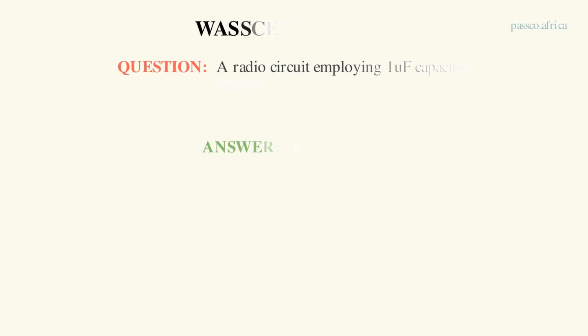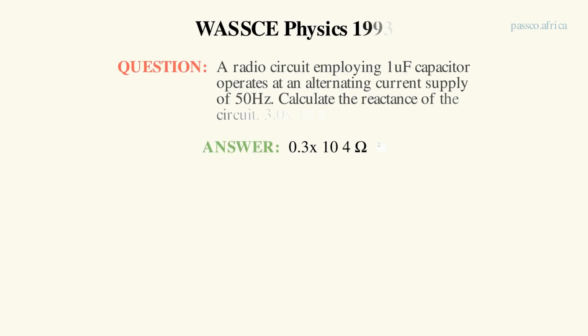Welcome to Passco Africa. Here is the question. A radio circuit employing a 1 microfarad capacitor operates at an alternating current supply of 50 Hz. Calculate the reactance of the circuit. 3.0 x 10⁴. Now, try it yourself.